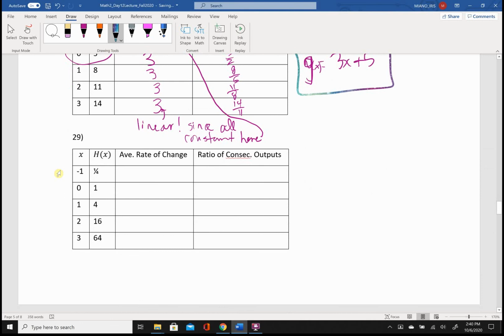Again, average rate of change. Just go ahead and trust me on this one. For these first two ordered pairs, the average rate of change is 3/4. Oh, whoops, let me be consistent here with my 3/4, then it's 3, then it's 12, then it's 48.